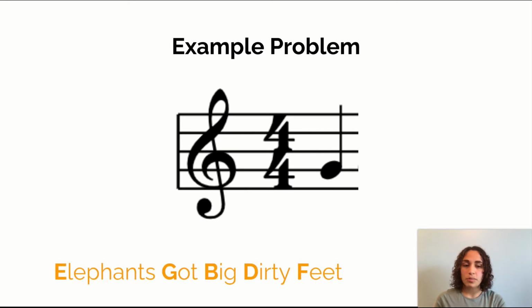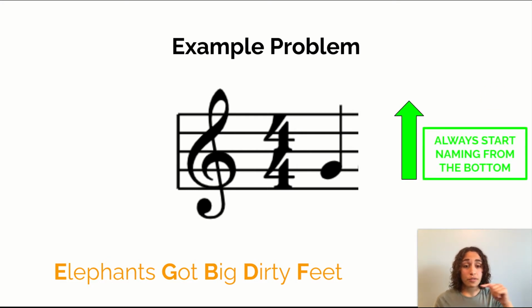First, we need to think of our mnemonic device. My personal favorite, elephants got big, dirty feet. And then what we do next is we start from the bottom line and we count up until we get to the line where the note is. Remember, the note is on a line if the line goes right through the middle of the note. You can see here, this is the first line, and this is the second line, and we would stop there because this is where the note is.